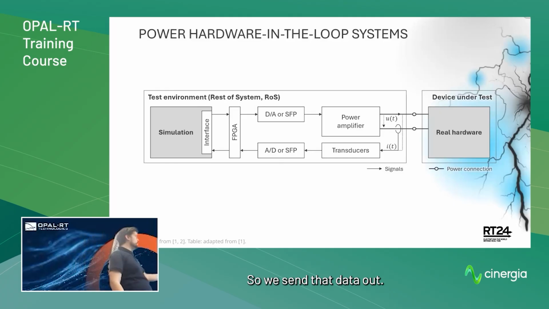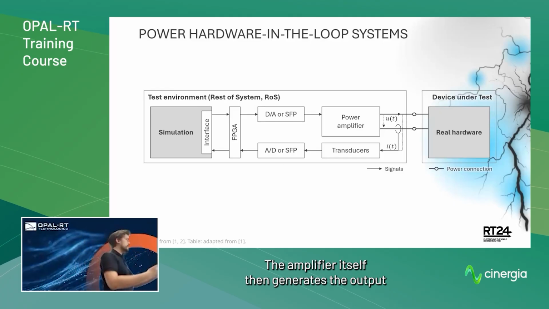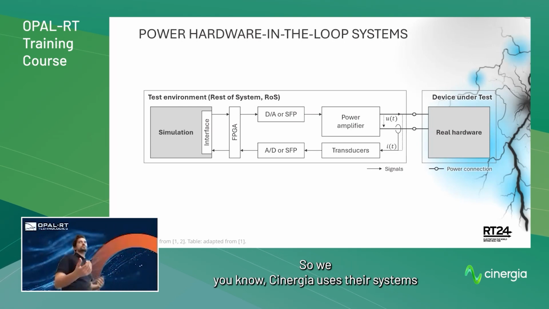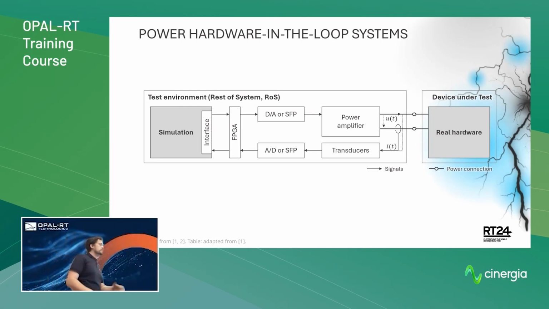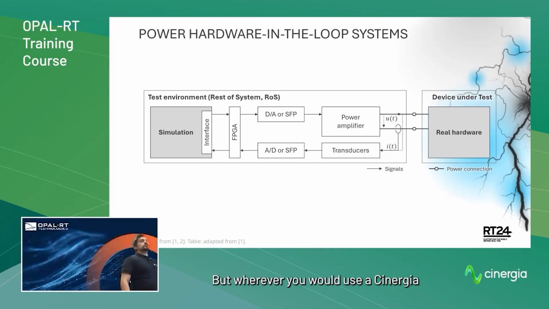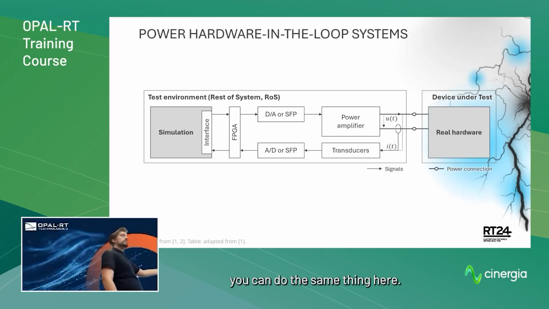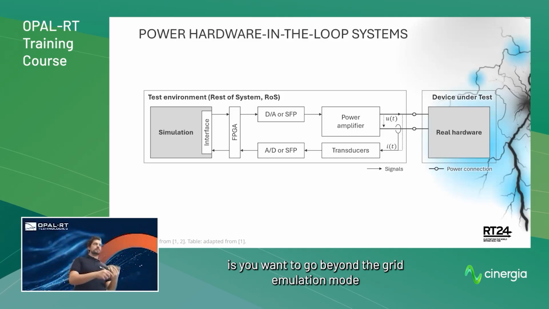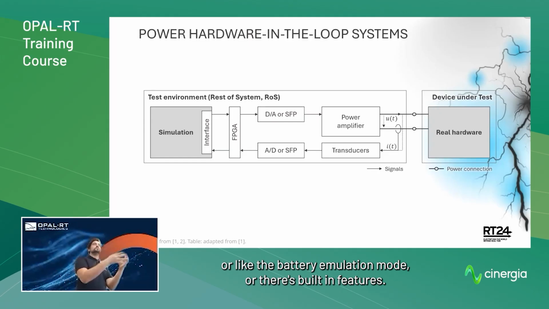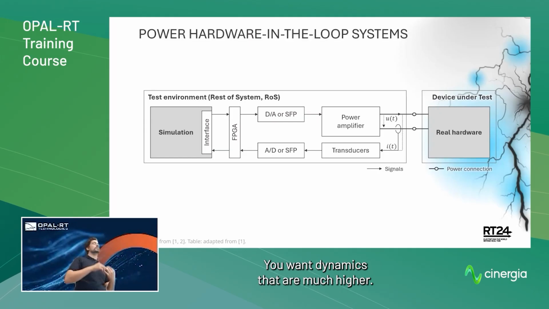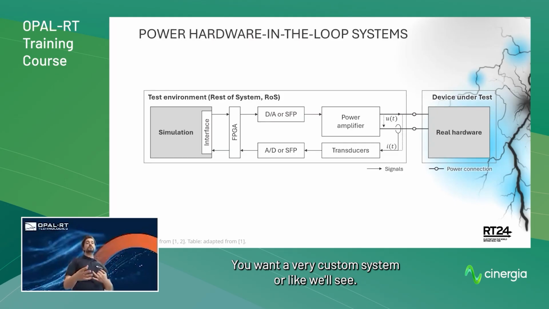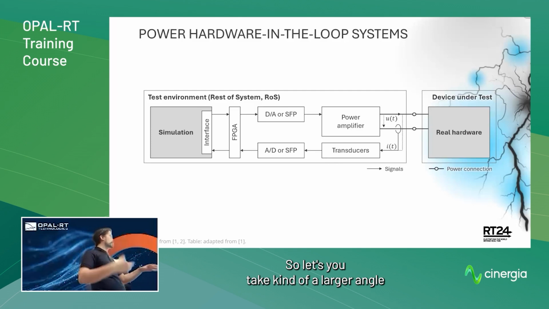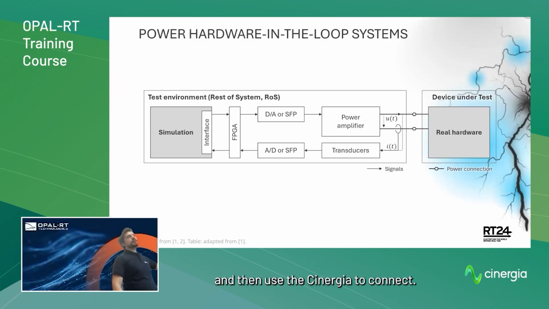So we send that data out. The amplifier itself then generates the output that actually goes to the physical hardware. So I know Cinergia uses their systems for end of the line testing or R&D. That would be the same idea. Wherever you would use a Cinergia, you can do the same thing here. The value add, or the reason you would bring the Opal in, is you want to go beyond the grid emulation mode or the battery emulation mode or those built-in features. You want dynamics that are much higher. You want a very custom system, or like we'll see, you want to simulate a large grid that's very precise. So it lets you take a larger angle and then use the Cinergia to connect.